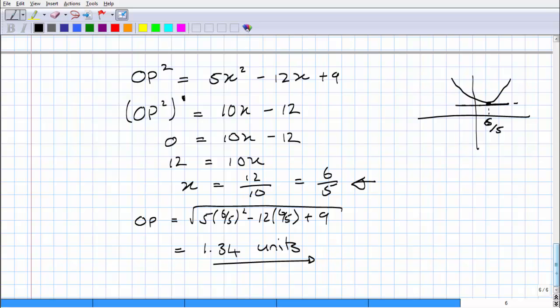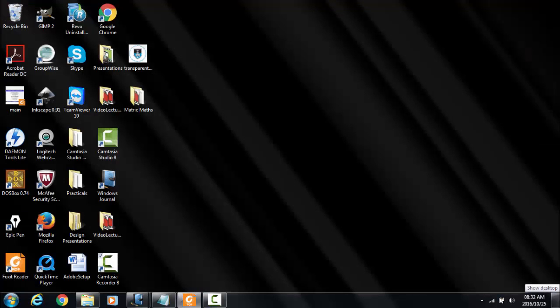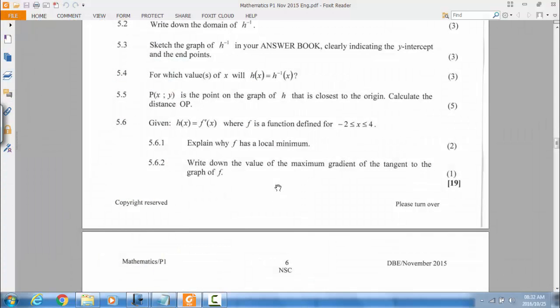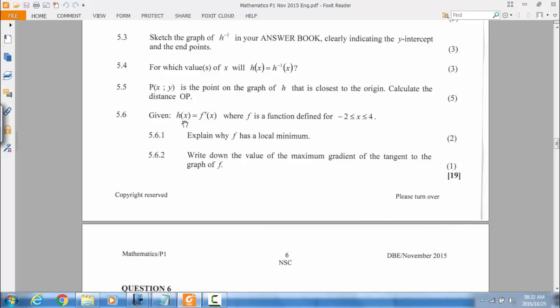5.6. Okay, let's actually take a look at question number 5.6. Question number 5.6 says h of x is equal to f dash of x, so the derivative, where f is a function defined for that. So it's exactly the same, just f is the derivative of h of x. Explain why f of x has a local minimum, and then write down the value of the maximum gradient of the tangent to the graph. Okay, it's not very nice. So how on earth do we do that?